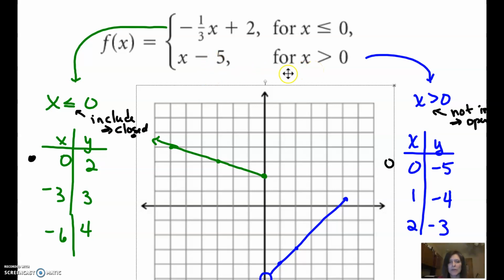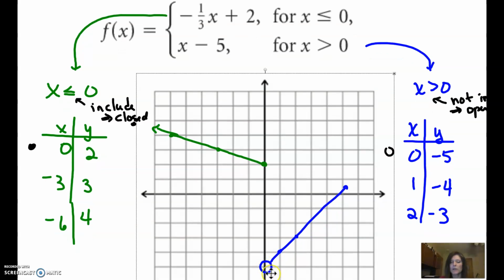Well, what's the rest of the graph look like? For the rest of the graph, we have to use a different formula. So when x is greater than 0, we're using x minus 5 as our formula. So I'm going to start with 0 again, but this time I put an open circle there because this is a strict inequality. This is just going to be a placeholder for me. Then there's no fractions, so I'm just going to use easy numbers, 1 and 2, and plug them in. So I get (0, -5), (1, -4), (2, -3), and that makes a line going the other direction.